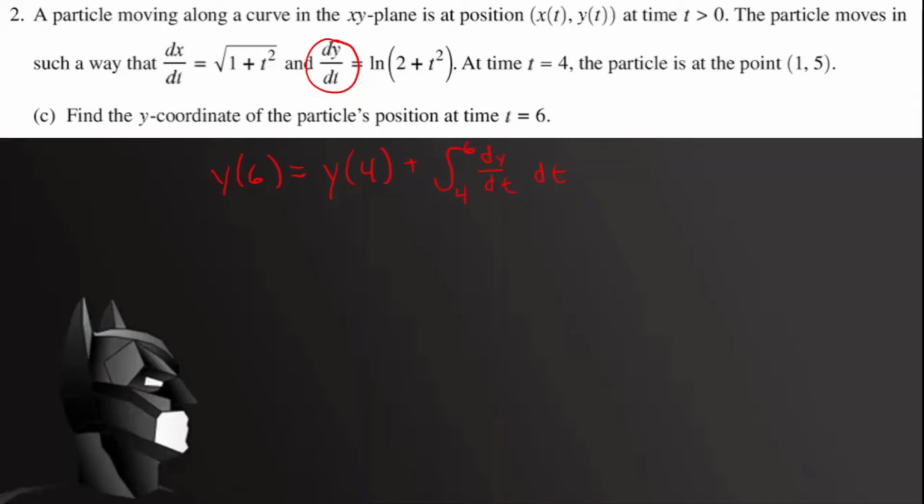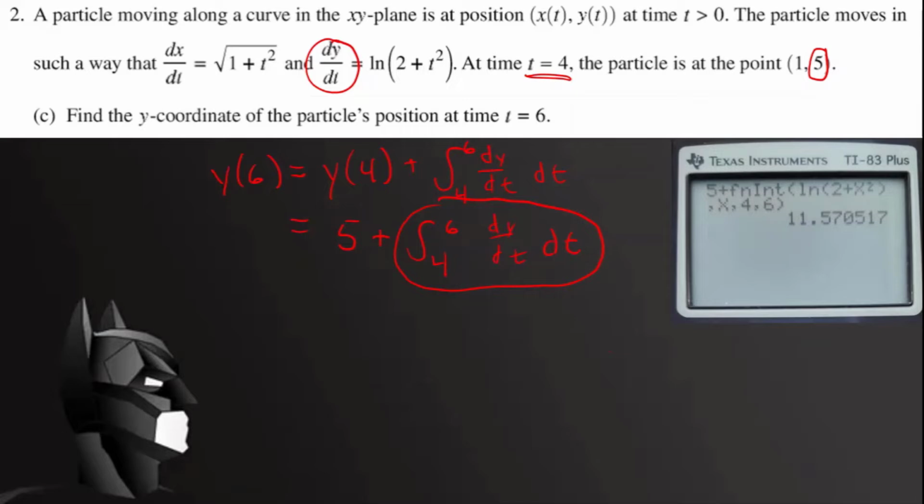Now, once we do this, how do we find y of 4? Well, if we look up top, we have the particle's position at time equals 4. So if we go to the y-coordinate, it's 5. So that's going to equal 5 plus the integral from 4 to 6 of dy/dt dt. If we're finding this part, all we have to do is plug it in to our trusty Bat computer, which you can see right here, and this is going to get us a final answer of 11.571, which is the y-coordinate of the penguin.